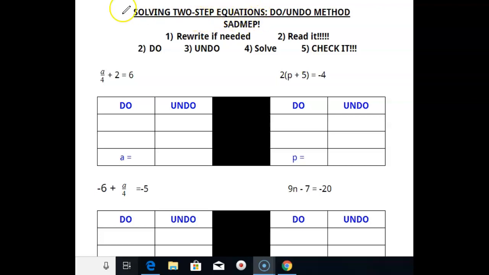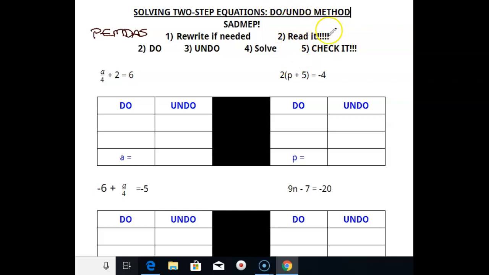We're again looking at SADMAP. The reason we do that is because if I were evaluating or plugging in a number, I'd be using PEMDAS. So I'm going to stress the SADMAP part. Again, first look at the problem, see if it needs to be rewritten. Is it in proper order? Is the variable first? If it isn't, rewrite it.